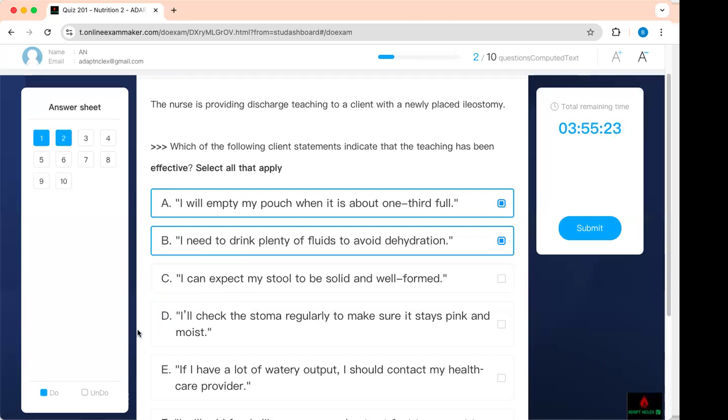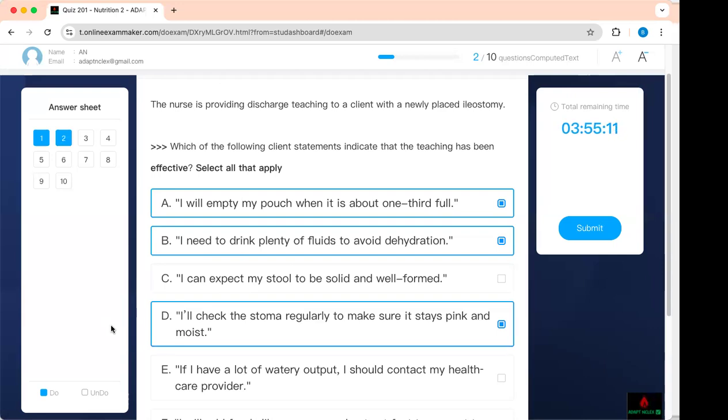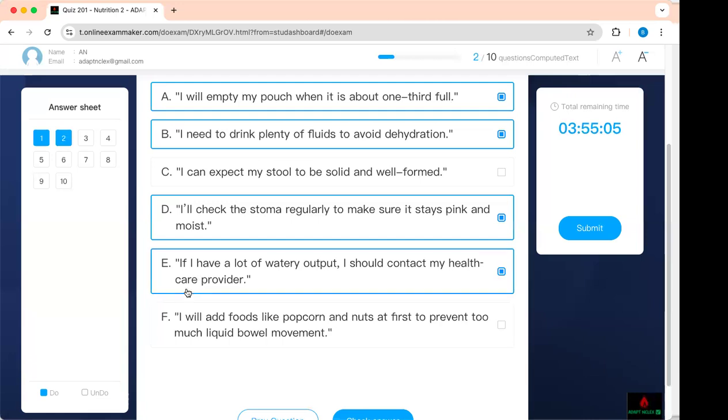I will check the stoma regularly to make sure it stays pink and moist. A pink stoma is good. A black or blue stoma, bad thing. Those are the content I'm pointing out. If I have a lot of watery output, I should contact my healthcare provider. I'm worried about dehydration. Call me when you have too much fluid and we can thicken it up.